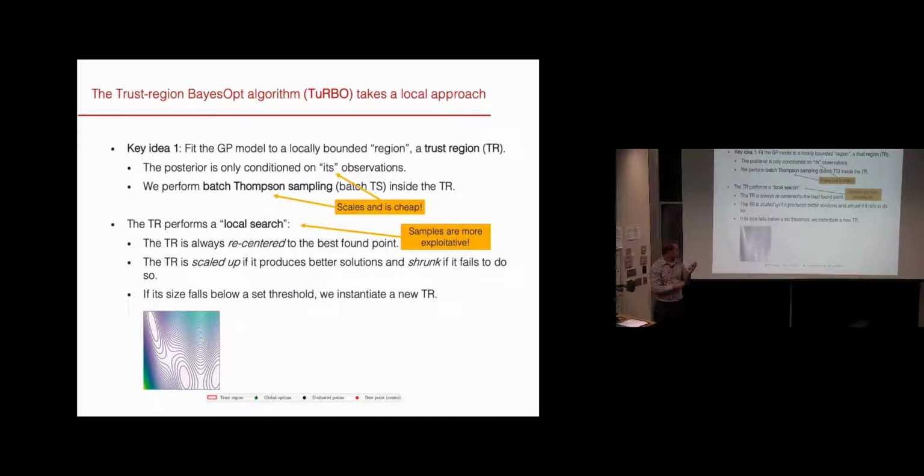Let me also show you examples. So here is a contour plot of the unknown function. We have a global optimum here, a global optimum here, a global optimum here.